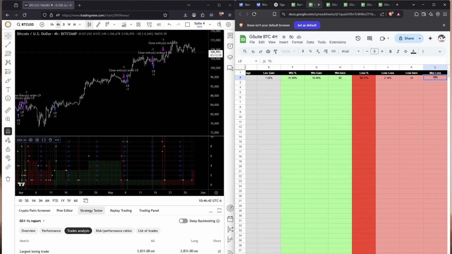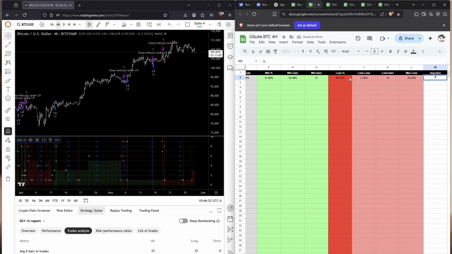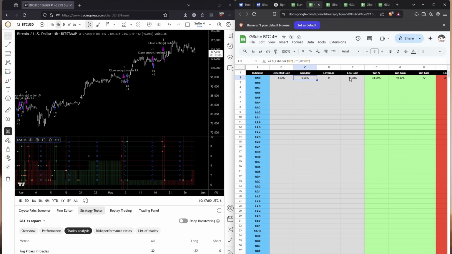That determines how much leverage I can use without getting liquidated before the trade is over. I mean, optimistically, nothing is certain in trades. But average win bars is 72, average losing bars is 13, and the average bars is 32. And then it'll calculate all this stuff automatically, so I can expect to gain 1.82% on average over that average 32 bars. I can use 9x leverage, and with 9x leverage, I can expect my net leveraged EV is 16.38. So there's the first indicator.